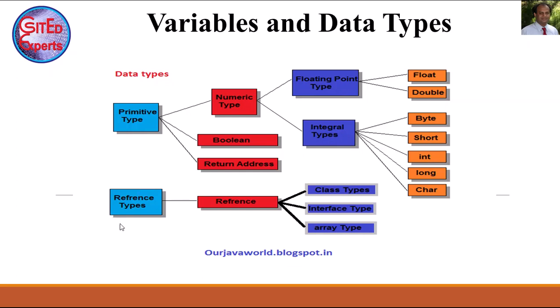The second type, as I mentioned, is custom data type or reference data type, that we define and use: class, interface, array type, enumeration, etc. So let us talk about these primitive data types.